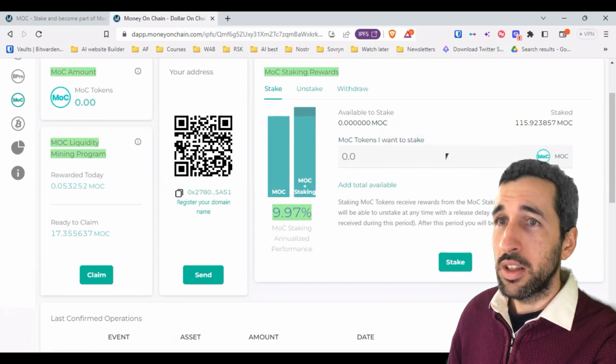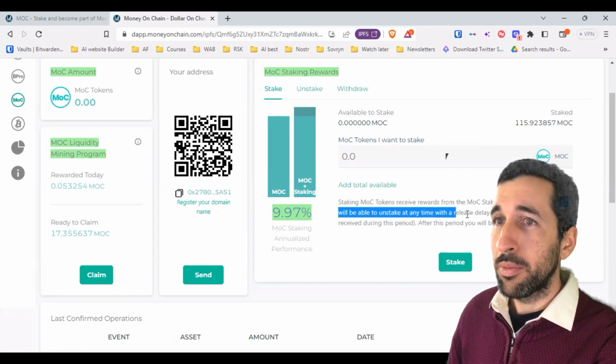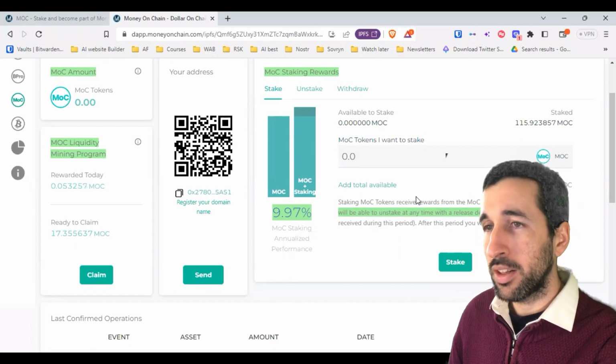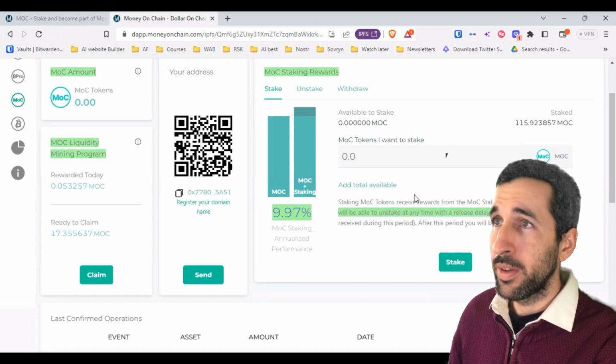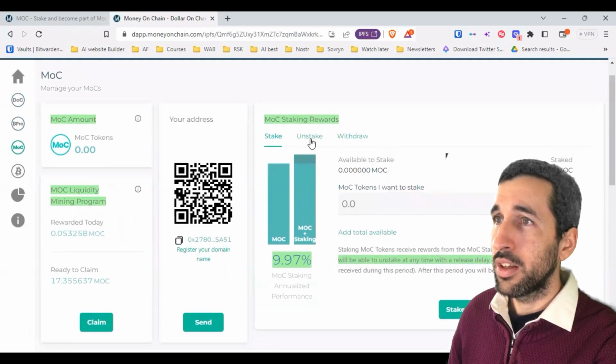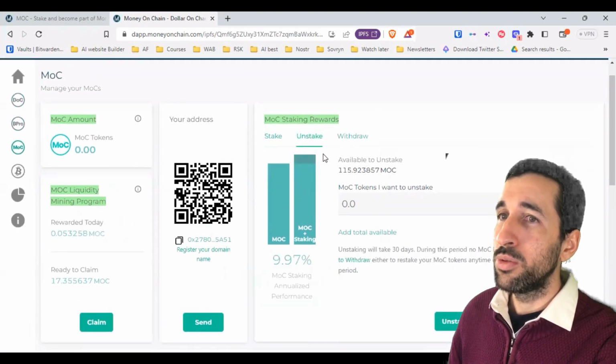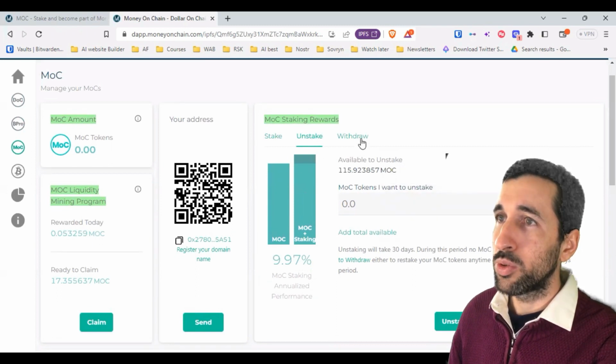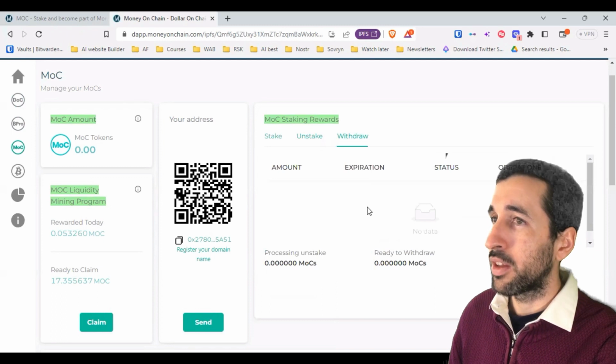And here it's just a little warning of what I was telling you before, which is you'll be able to unstake at any time, but with a release of 30 days. So that's important to remember, that once you unstake, you're not going to get them immediately. It'll take an entire month, right? So here you could stake, unstake, and once you unstake them and you go through the 30-day period, they will be available to withdraw. Right now I have nothing here.